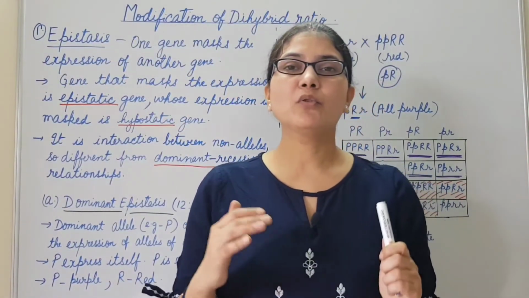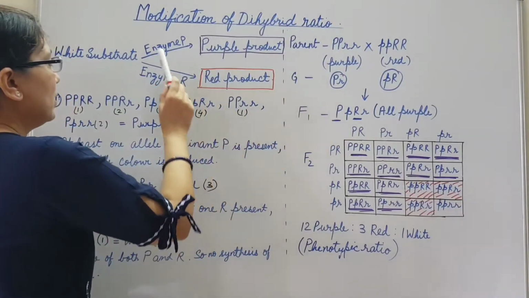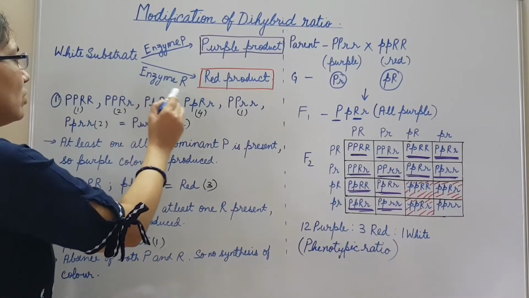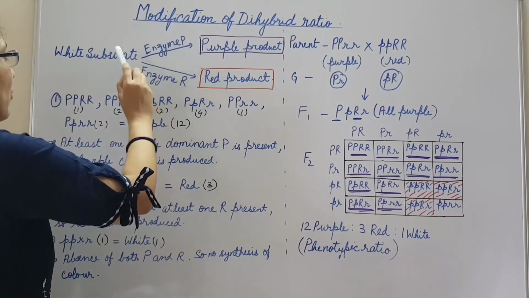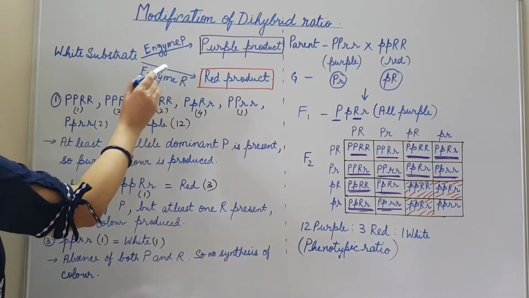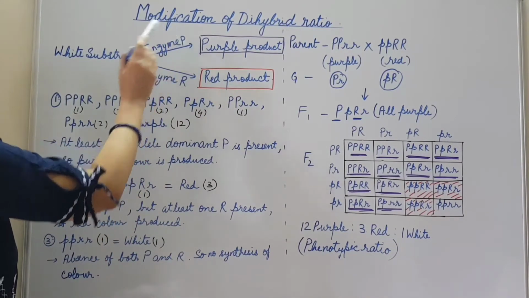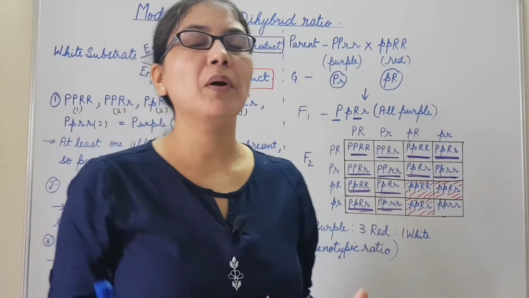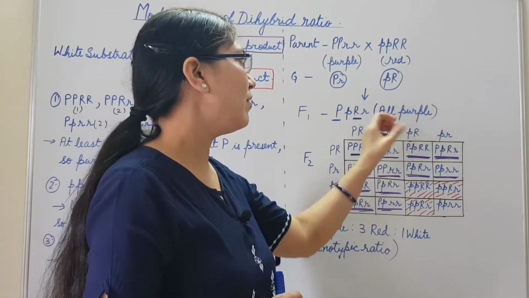Now let us see the explanation of this ratio. When the dominant allele P is present, it codes for the functional enzyme P. In the presence of the dominant allele R, it encodes the functional enzyme R. Both enzymes work on the white substrate. Enzyme P converts the white substrate into a purple product and enzyme R converts this white substrate into a red product. In the genotypes in which both the dominant allele P and dominant allele R are present, we get purple color flowers. Like in the F1 generation, all flowers are purple.